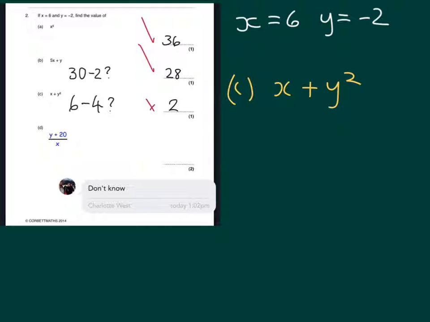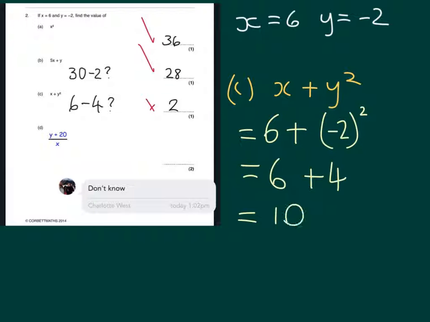However, for these two questions, I've taken this information: x is 6, y is minus 2, and here's our question: what is x plus y squared? So if x is 6, I'm literally going to write this, minus 2 squared. Now I'm putting brackets because it says y squared, which means squaring the whole of y. So that's going to be minus 2 times minus 2. So what you should end up with is 6, minus times a minus is a plus, so that'll be plus 4, and your answer is 10.